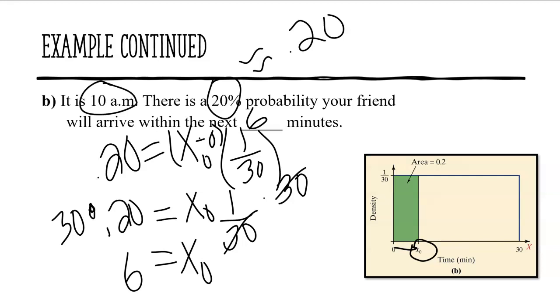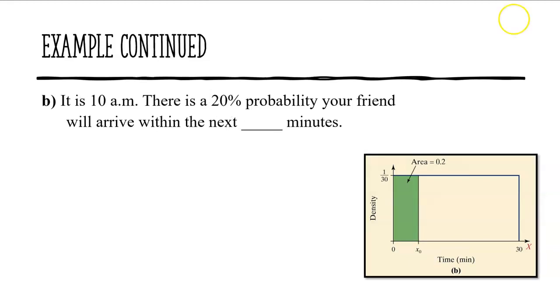Now this 10 a.m. was just extra information to throw you off. What we needed was the 20% probability, and we also needed the 1 over 30 probability. All right. Let me know if you have any questions. If not, I'm going to keep on rolling.